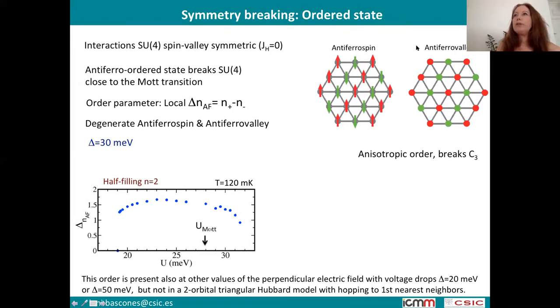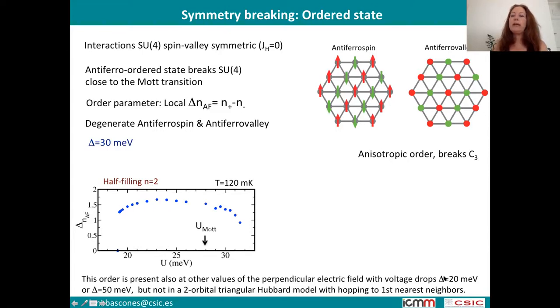We have done most of the calculations giving freedom for having a valley polarization, but whenever we have done the calculations assuming that the system can just polarize the spin, or allowing all the freedom, we are getting the same energy. So somehow it seems to be degenerate. We cannot see exactly the pattern with this technique, but we have reasons to believe that this is the same order that they were finding.